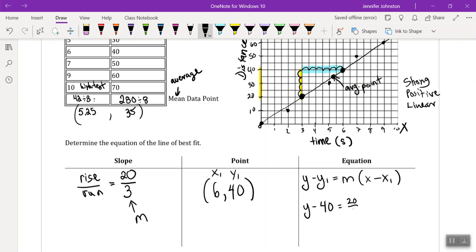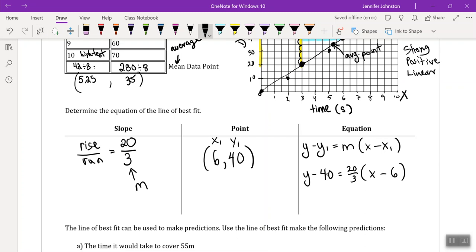So for m, we're going to have 20 over 3. Here we have x minus 6. All right, what happens to negative 40? It jumps over and it becomes a positive 40. What do we do here, Ava? Yeah, we distribute. So y is equal to 20 over 3 x. Well, that's a 3. And then here we have 20 times 6, and then 20 times 6 divided by 3.